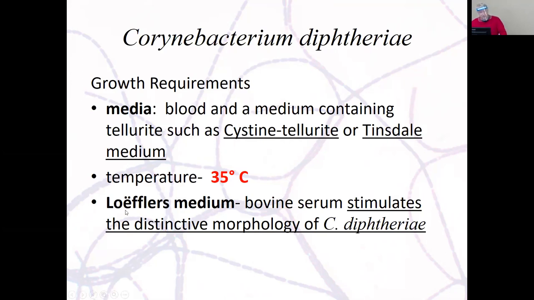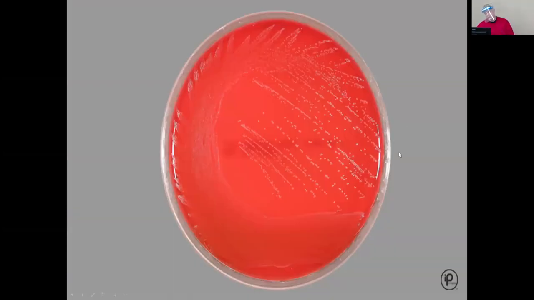And then we have Loeffler's medium, which is a bovine serum that stimulates the distinctive morphology of diphtheria. So if we get diphtheria by itself, just on our regular medium, we don't see the distinctive morphology. So here's blood agar. Looks like most of our smaller organisms growing. A little grayer.